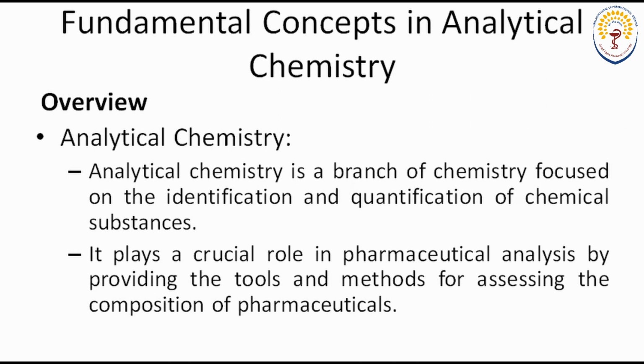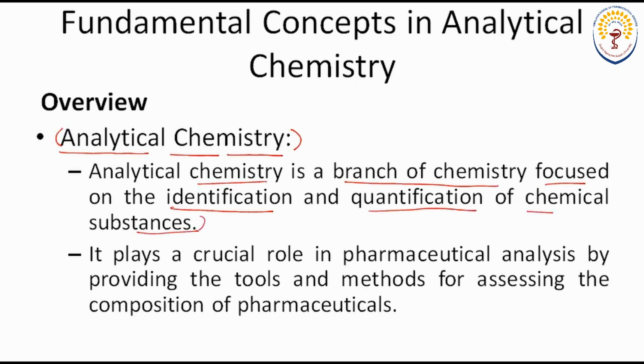So in this video, first we are going to learn some fundamental concepts in analytical chemistry. Now, as we know from the previous video what pharmaceutical chemistry was, and we understand that pharmaceutical chemistry is a branch of analytical chemistry. So whenever we are learning about pharmaceutical chemistry, we are actually learning about analytical chemistry. So we need to understand what analytical chemistry is. Analytical chemistry is a branch of chemistry which is focused on the identification and quantification of chemical substances.